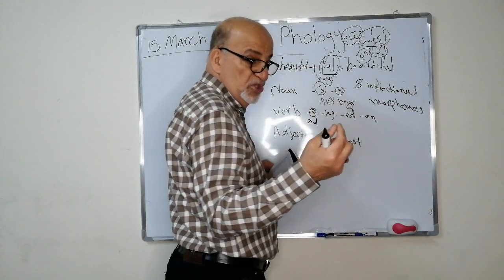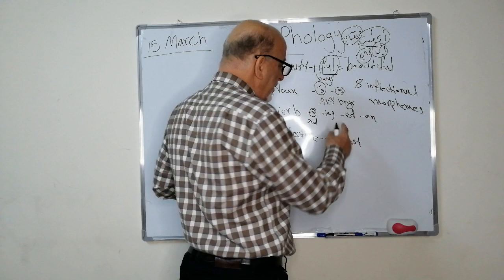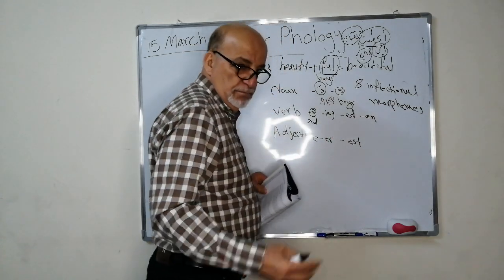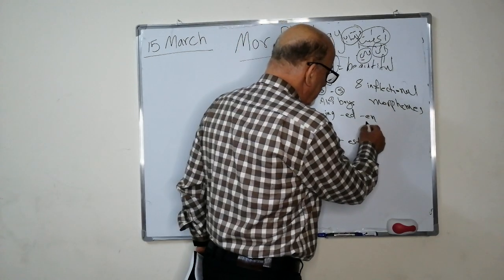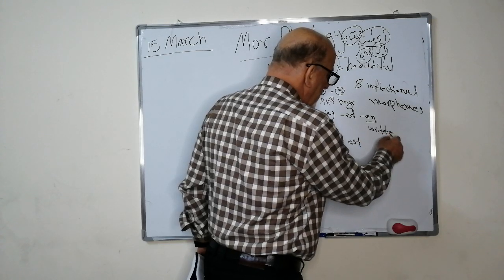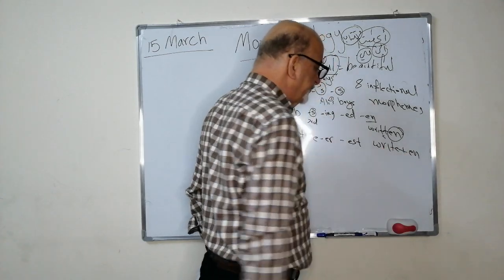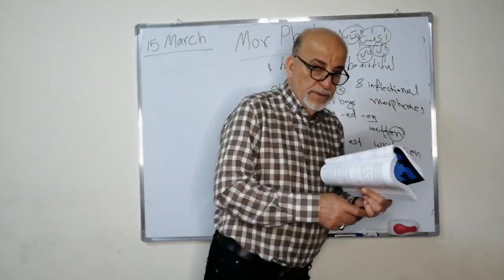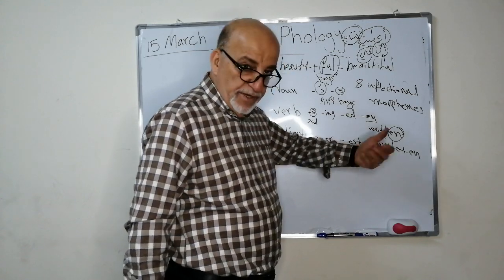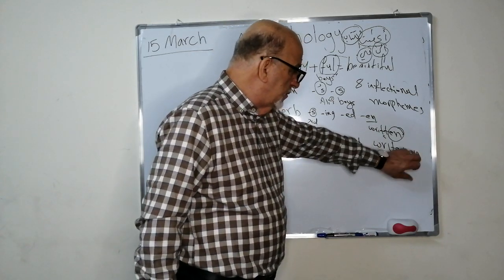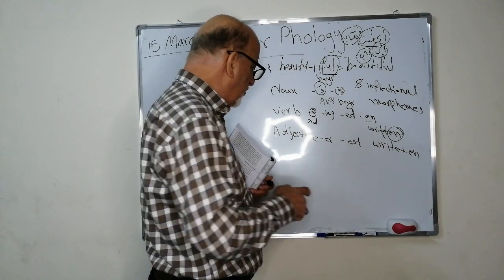For verbs, we have the third person singular, like teach, teaches, clean, cleans; ing, for example teach, teaching, clean, cleaning; ed, cleaned, which is past; and en, the past participle, like written. Write plus en, so the word written has two morphemes: write, which is called the stem, a free morpheme, and en, the past participle. Then for adjectives we have these two inflectional morphemes.